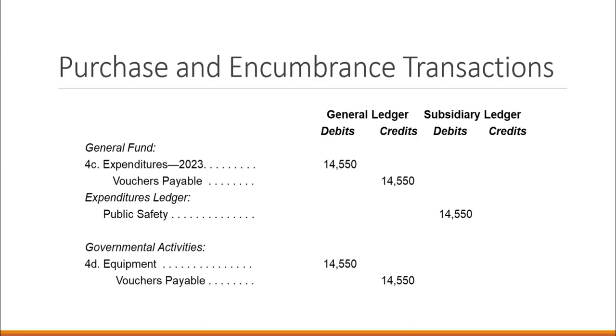Okay, so there can be a variety of reasons why the encumbrance was for $15,000 and the actual expenditure was $14,550; we could have gotten a discount. Governments can also get purchase discounts, where we have like 2/10, n/30, where we get a 2% discount if we pay within 10 days, or the net is due within 30 days.